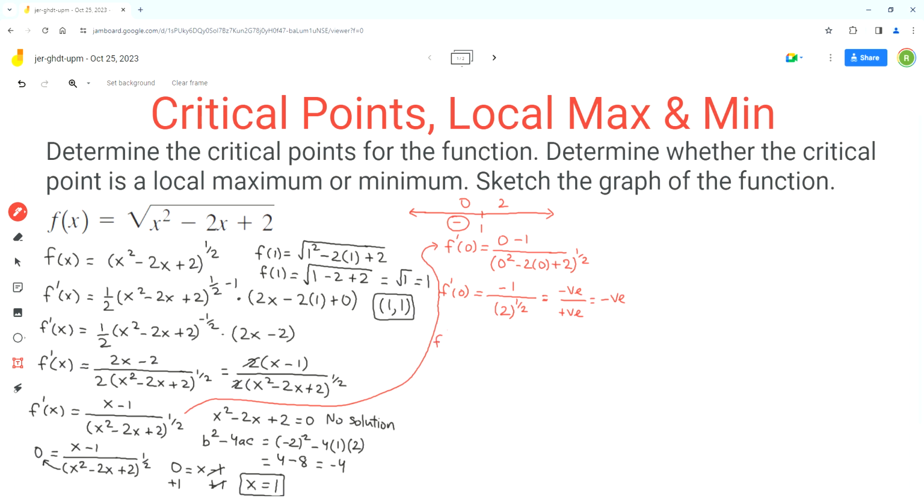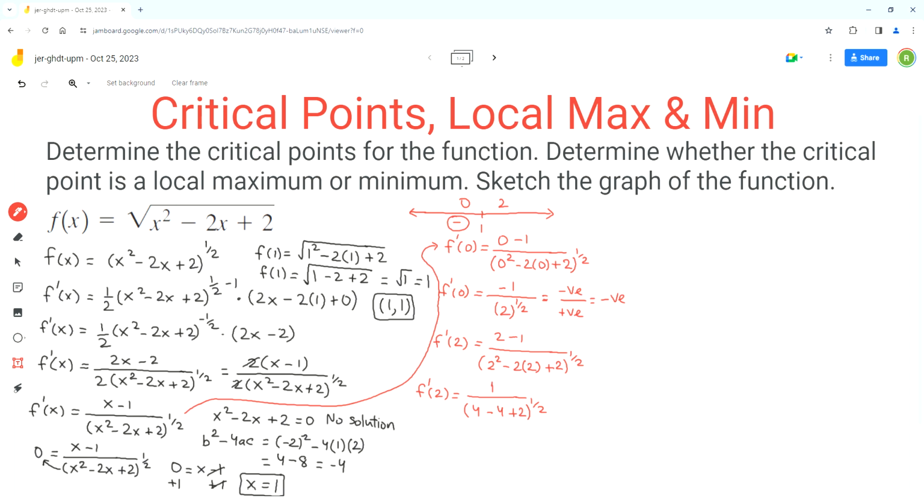So f prime at 2, so we get (2 minus 1) over (2 squared minus 2 times 2 plus 2) exponent half. Now we can simplify this expression. So f prime at 2, in the numerator 2 minus 1 is just 1, and in the denominator, 2 squared is 4, then minus 4 plus 2, exponent half.